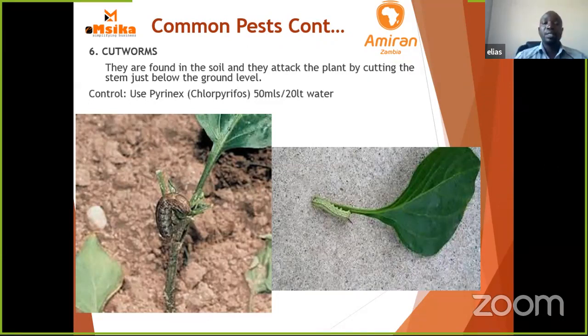So in the case of the nursery, time and again, you need to be applying some Perinex or chlorpyrifos. And also, before you transplant in the main field, you can drench this same chemical in the holes or in the whole field before you transplant. Then by so doing, you'll be able to avoid this problem.